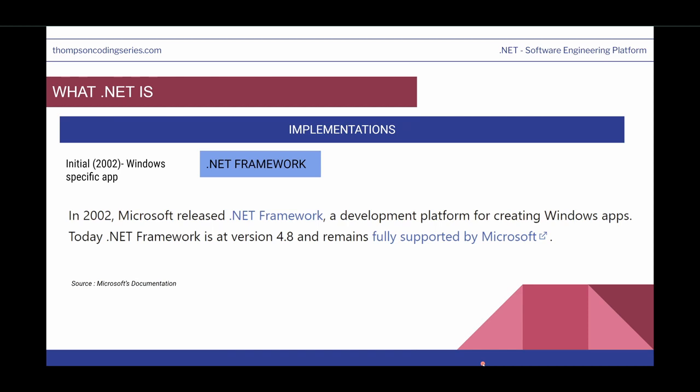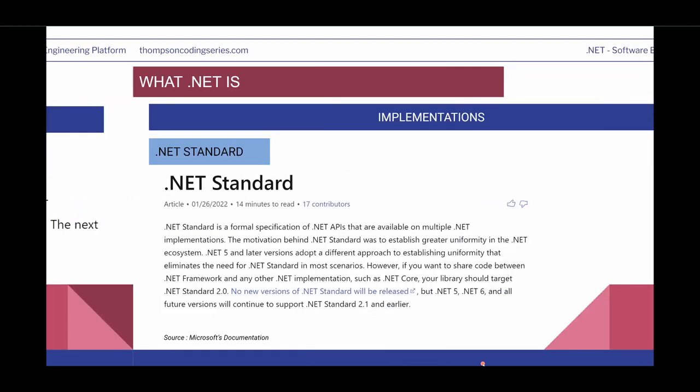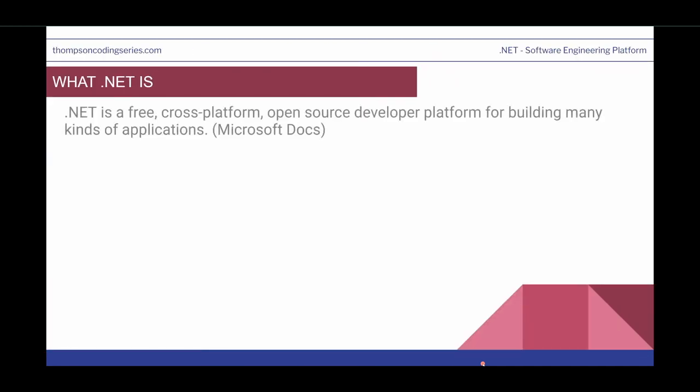Alright, so I already told you what .NET is. Its inception was in 2002, and the current version of the framework is 4.8, and Microsoft still maintains it at the time of this recording. We talked about .NET Core, and we talked about .NET Standard, and let's talk more about this .NET, network-enabled technologies. I've told you before, .NET is free. It's cross-platform. It's open source. It allows you to build various kinds of applications.